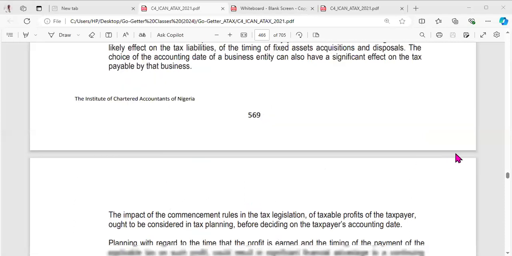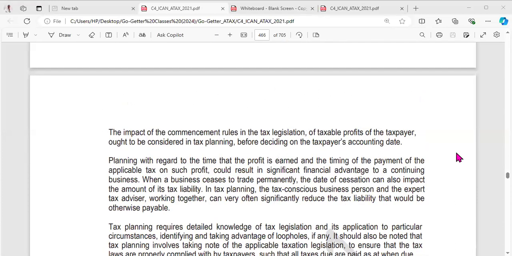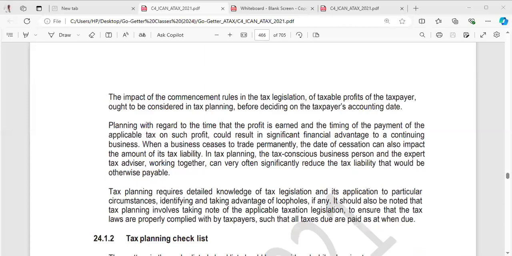So, the impact of the commencement rule on the legislation also has to be decided in tax planning. When will you want to commence your business? Even when will you want to cease business? All right. Then tax planning with regard to the time that profit is earned and the timing of the payment of the applicable tax on such profits could result in financial advantage to the business. We also talk about when they are ceasing permanently. Even when you are doing merger and acquisition, the timing of the merger is also going to play out in tax planning. We also said when we were learning merger and acquisition that instead of paying cash for shares, you can even do share for share exchange. That is also tax planning.